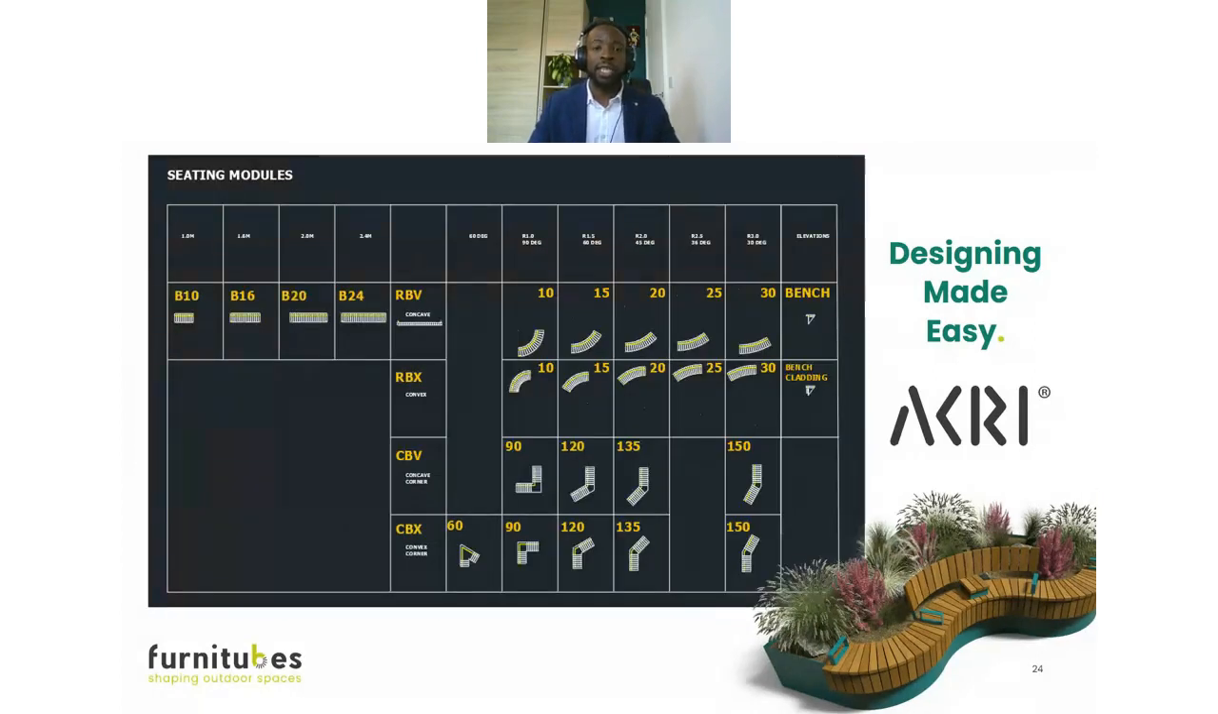And when it comes to the seating, you can use the standard modules to create many different types of arrangements. The standard radii are 1 meter radius, planter wall radius, 1500, 2000, and 2500. They're the corners, which is 90-degree corners, 120-degree, 135, and 150 as well. So all of these can be mixed and matched to create bespoke arrangements.